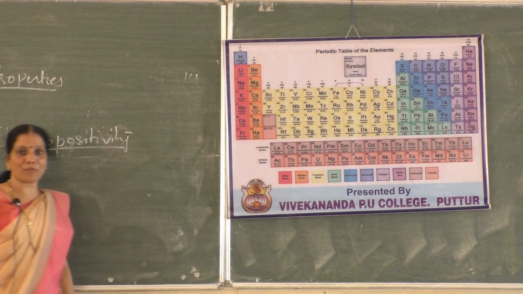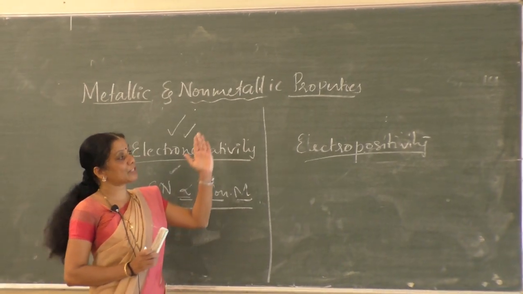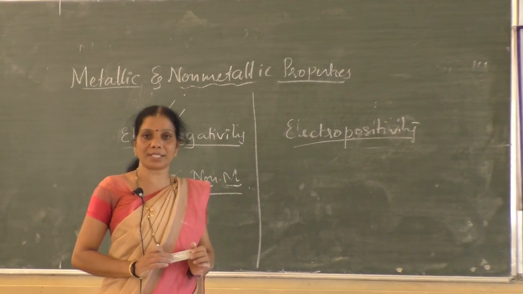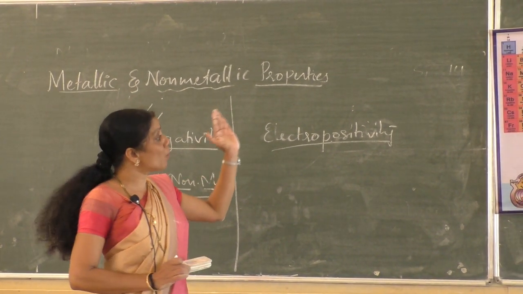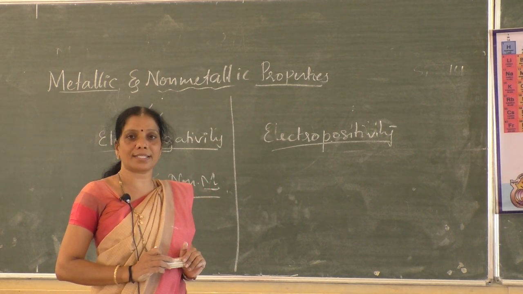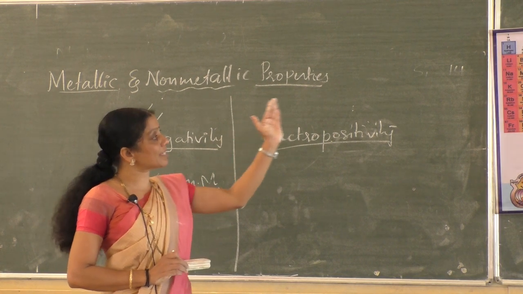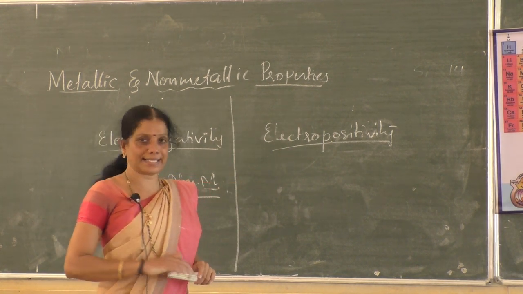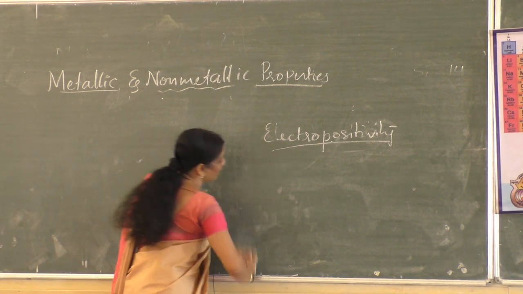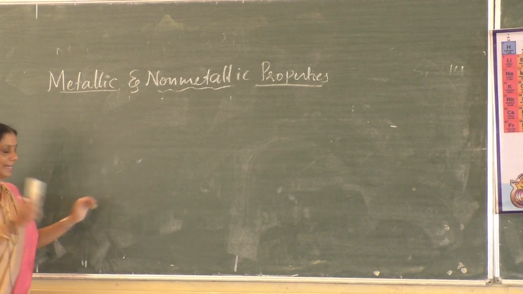Listen here, just now we have studied one of the explanations. We know that as we move from left to the right direction, the atomic size goes on decreasing. When we move from left to the right direction, atomic size goes on decreasing.